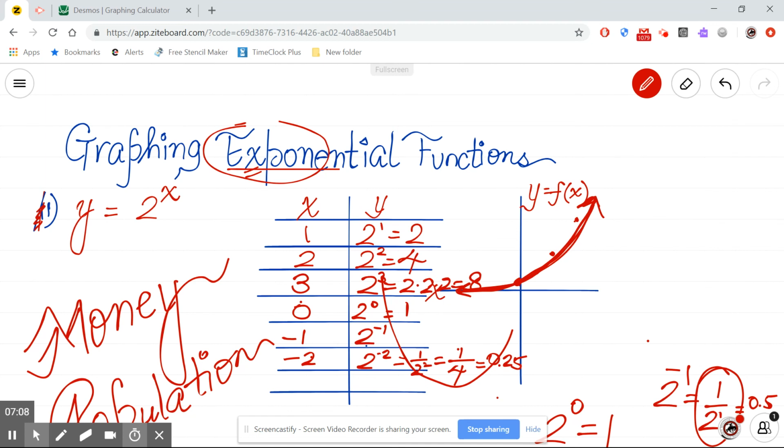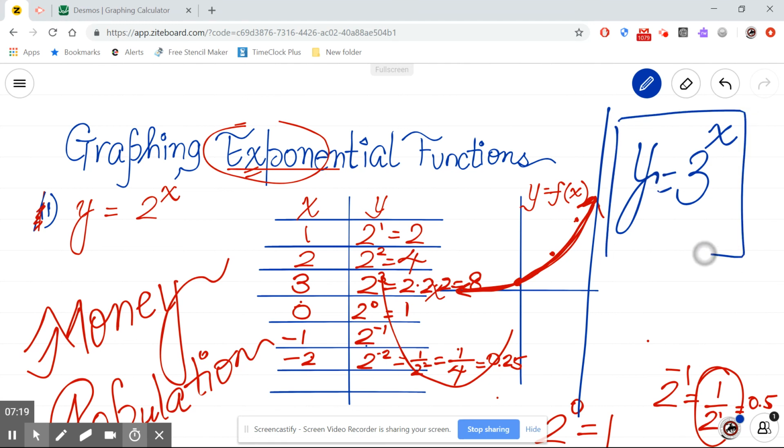And I would give you a little assignment at the end. I would like for you to graph the function y equals 3 to the power of x and try and check the type of graph you get. And let me know in the comments section if you were able to get a graph that made some sense exponentially.